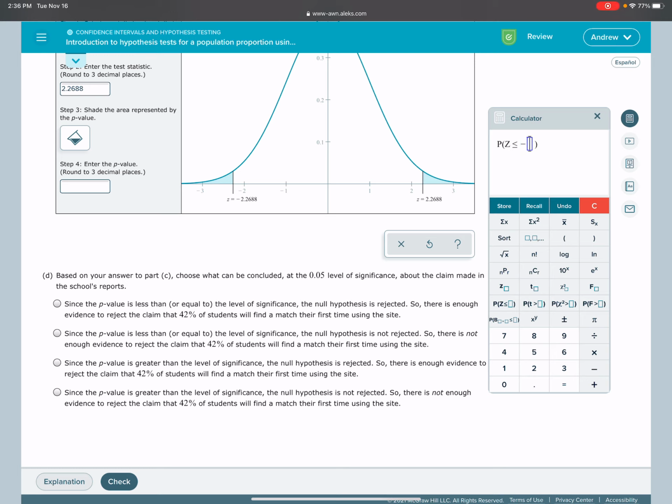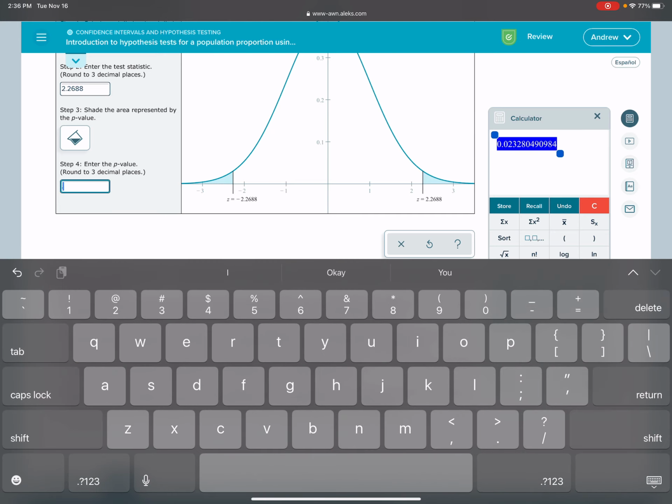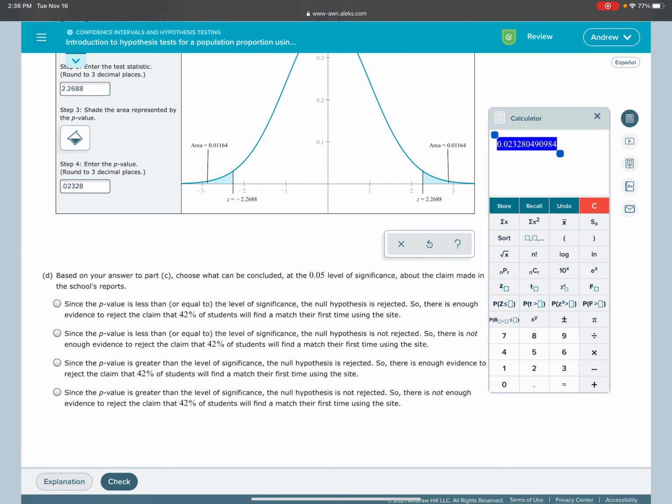Hit the right button. Negative 2.2688. And then take that times 2 because you got one on each side. Okay, so I found the left tail, and then I just multiplied it by 2 to get the right tail. So I must have put something in wrong on the calculator on that other one.